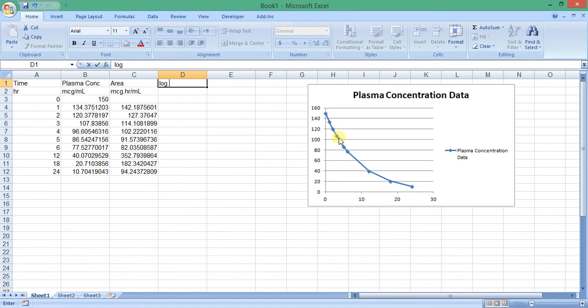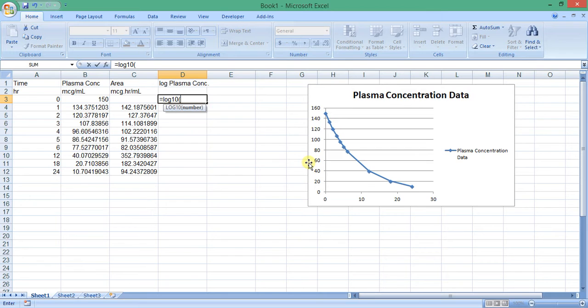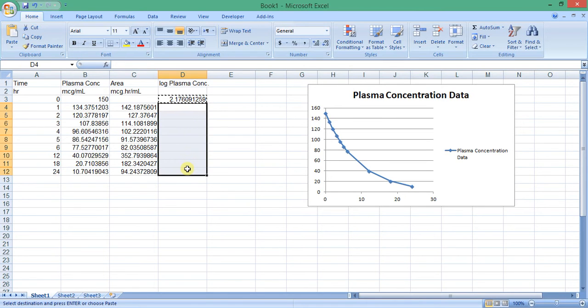So log plasma concentration, these cells. We insert equation as shown in the last lecture, equals log 10, open a bracket, select the value for which you would like to calculate the log, and then press enter. You can copy this equation for the following cells as shown earlier.